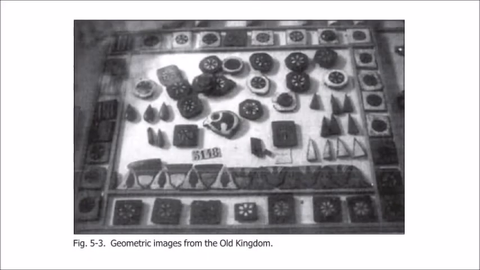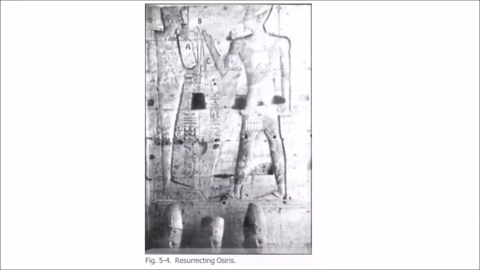These geometric images, fig 5-3, come from the Old Kingdom. The little flower of life patterns are associated with Lehirat, the pyramid that I believe destroys the Saqqara theory. Figure 5-4 is a picture of Osiris, on the left. He's holding a crook, A, a 45-degree rod with a tuning fork on the end, B, and a flail, C, which are the three primary instruments used for resurrection.